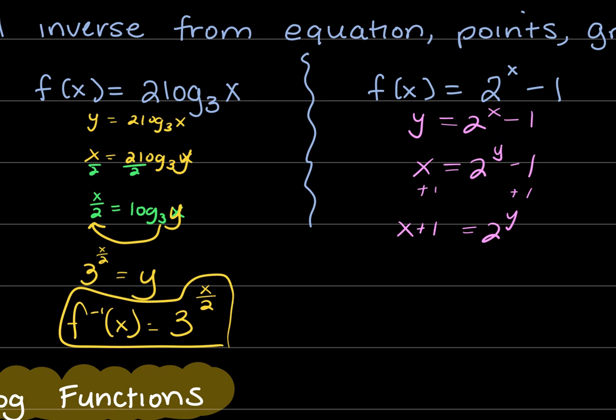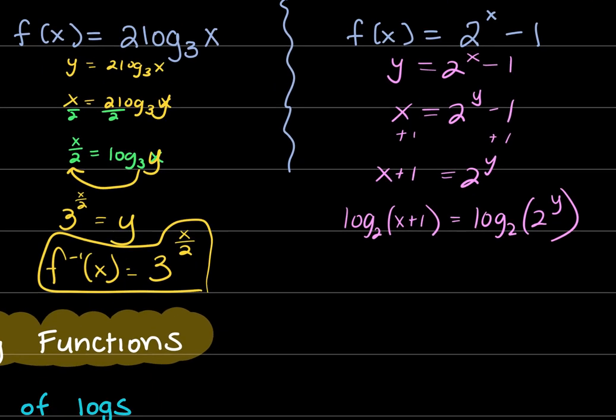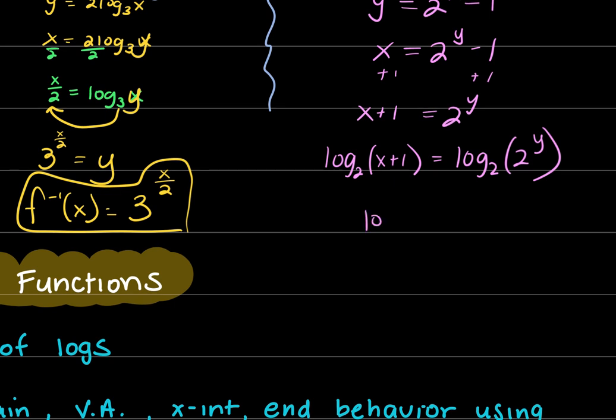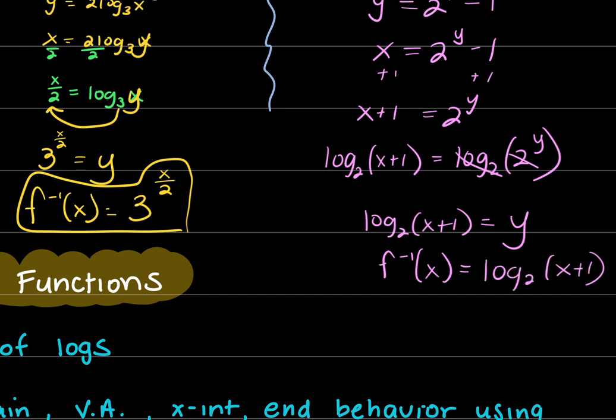How do I get to an exponent? I've got to log both sides. Specifically, which log? Log base 2. So I'm going to take log base 2 of x plus 1, and I'm going to take log base 2 of 2 to the y. So log base 2 of x plus 1 equals y. And then it's no longer y. It's f negative 1 of x equals log base 2 of x plus 1.